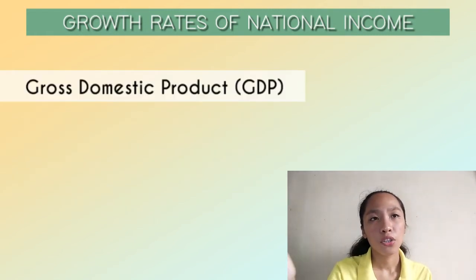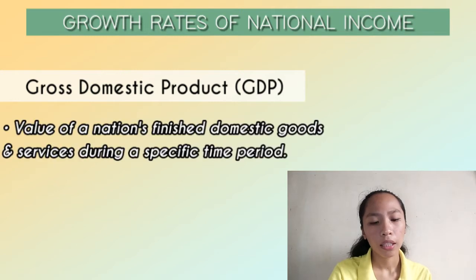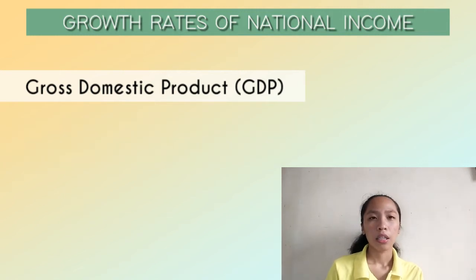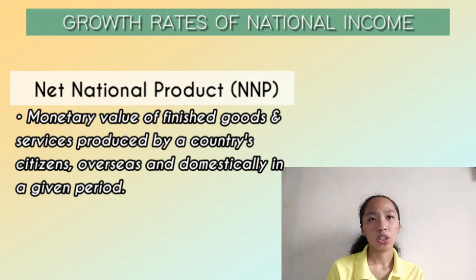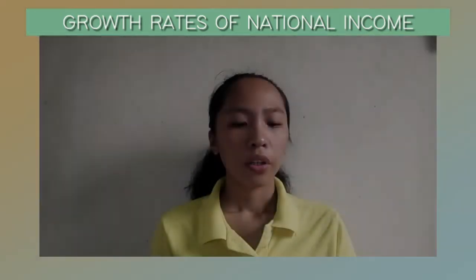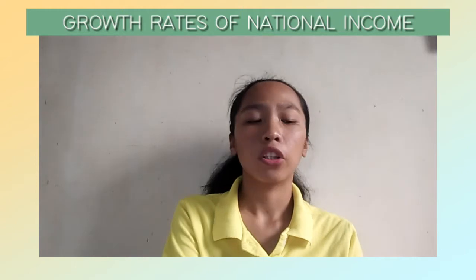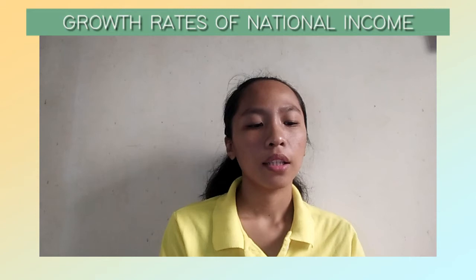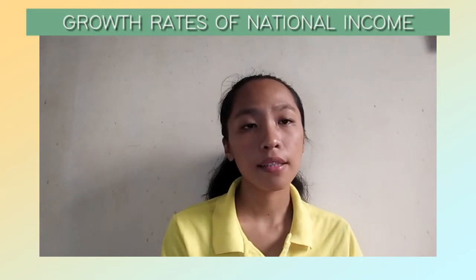When we say GDP, or gross domestic product, it is the value of a nation's finished domestic goods and services during a specific time period. And NNP, which is net national product, is the monetary value of finished goods and services produced by a country's citizens, overseas and domestically, in a given period. The growth of the national economy is mainly determined by the domestic consumption pattern. Economists point out that higher consumption leads to economic growth.